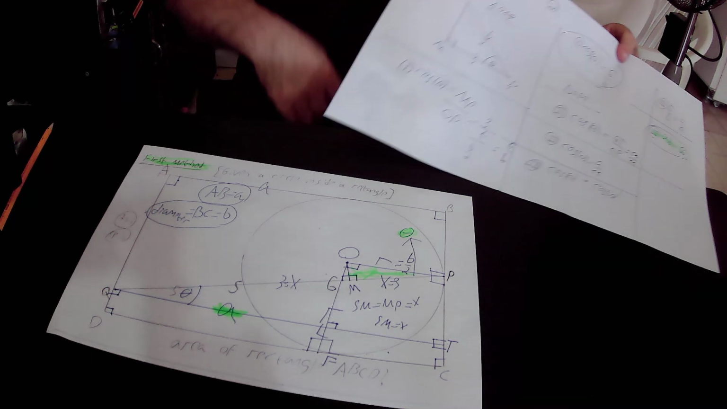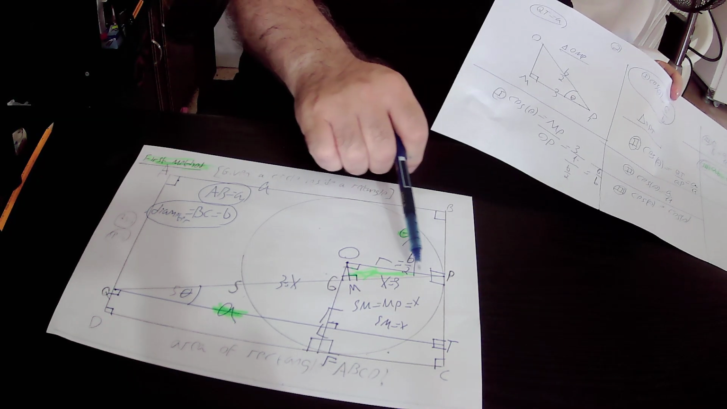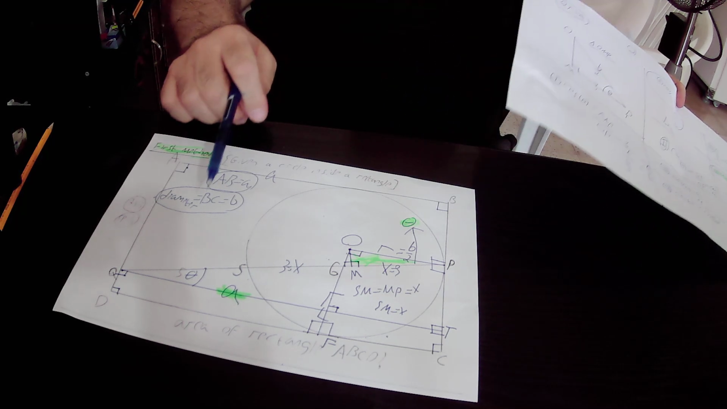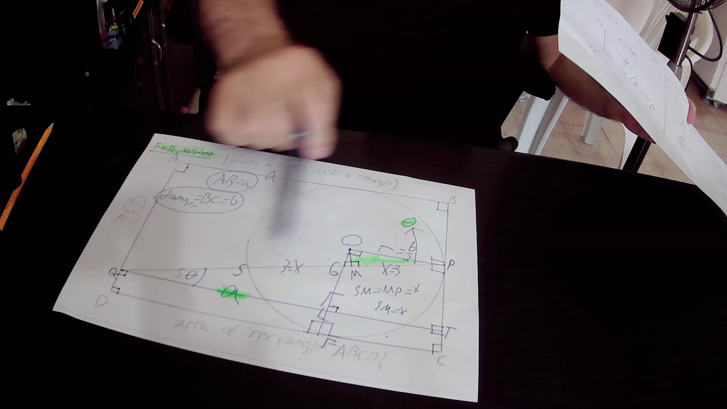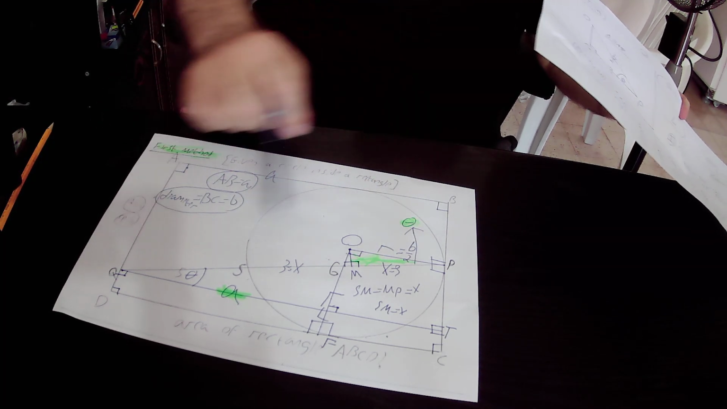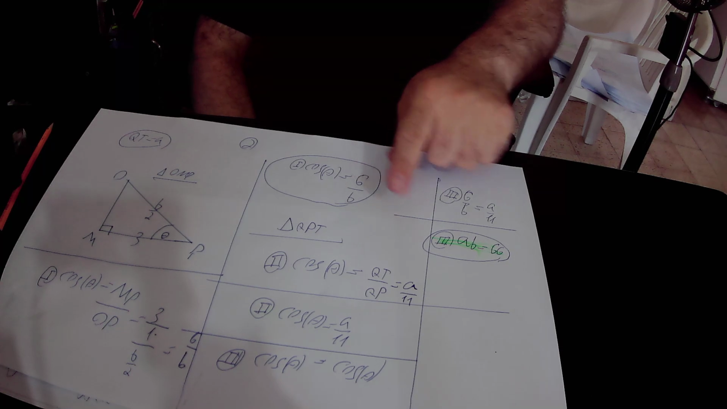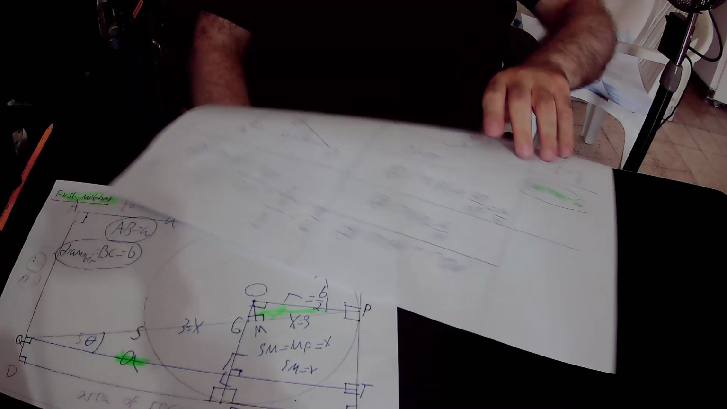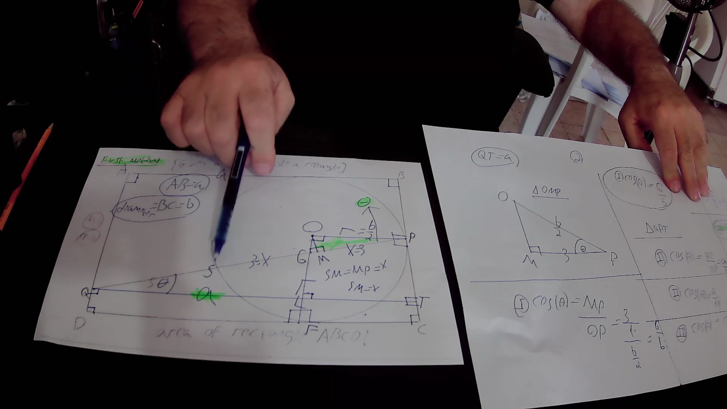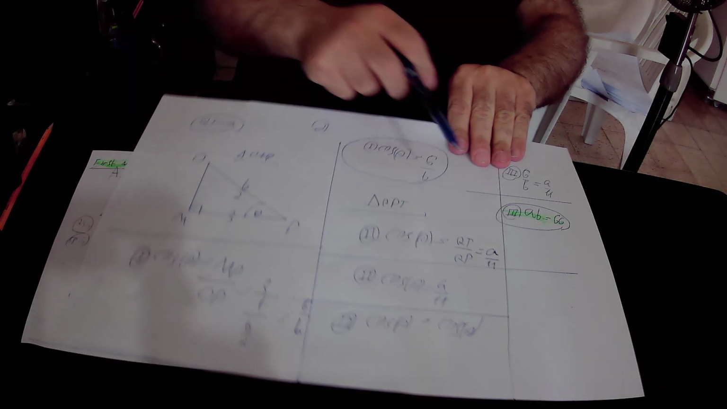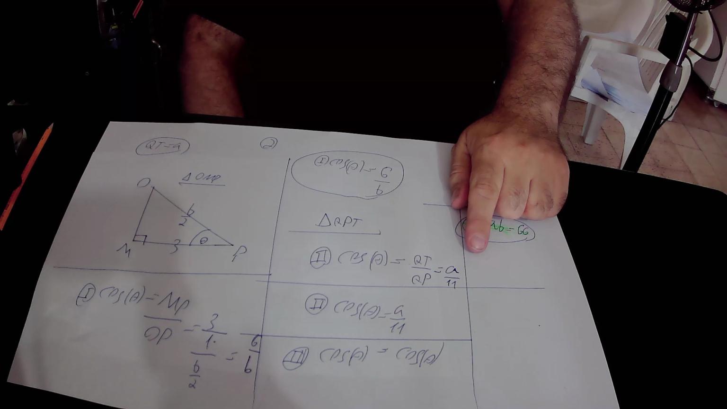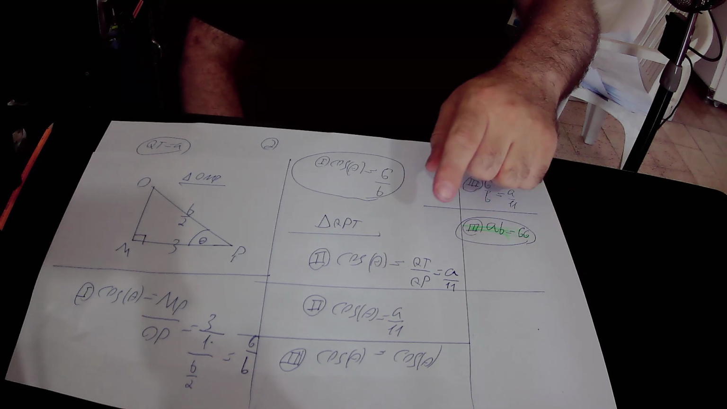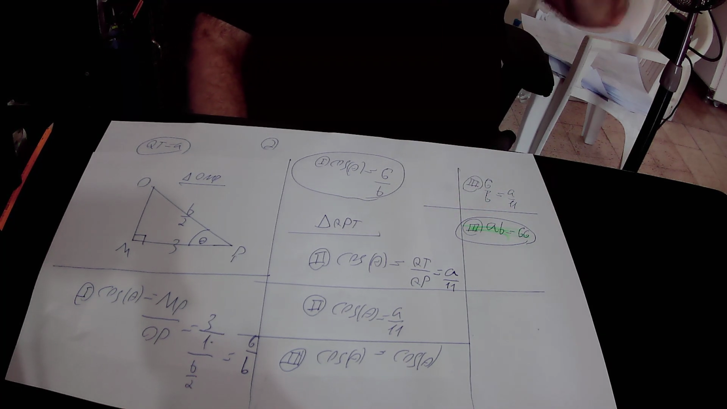Then we focused on the big right triangle, triangle PTQ. In the big right triangle PTQ, cosine theta equals QT over QP. QT equals a. And what is the value of QP? QP equals 5 plus 6, that is 11. So in conclusion, according to equation number 2, cosine theta equals a over 11.